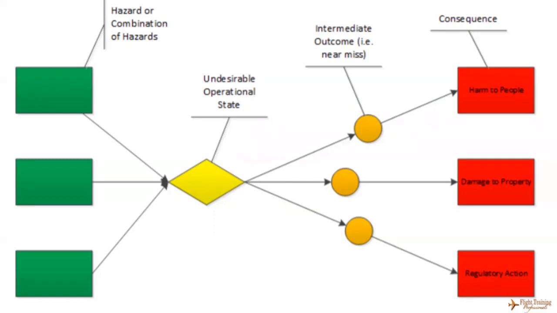But that's where we want to get to, is we want to look for hazards, and then we want to say, hey, what's the worst credible outcome that could occur, and which bucket does it fit into? Is it harm to people, damage to property, or regulatory action?